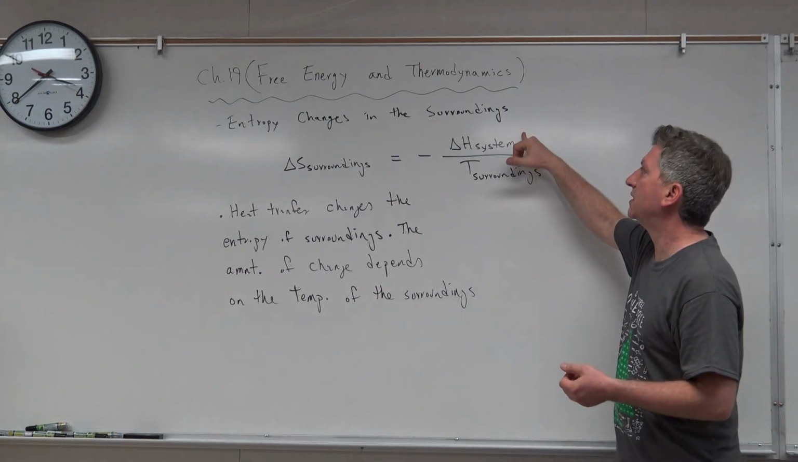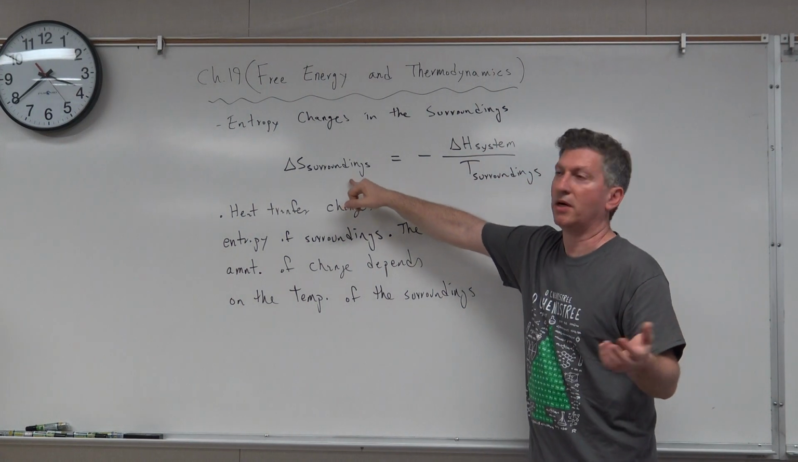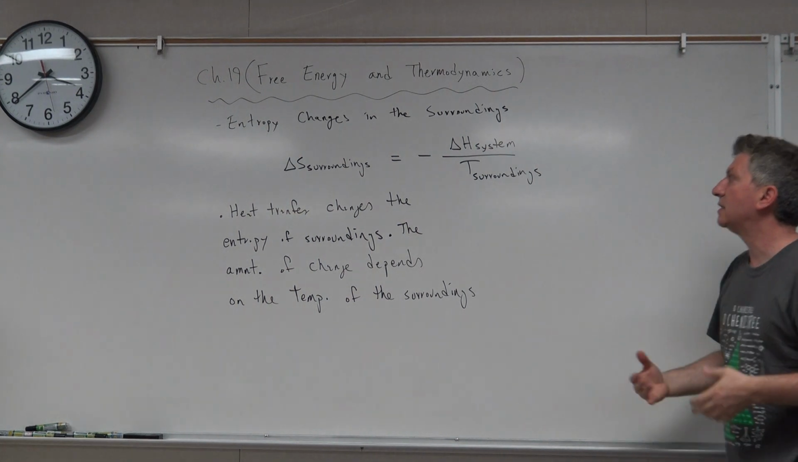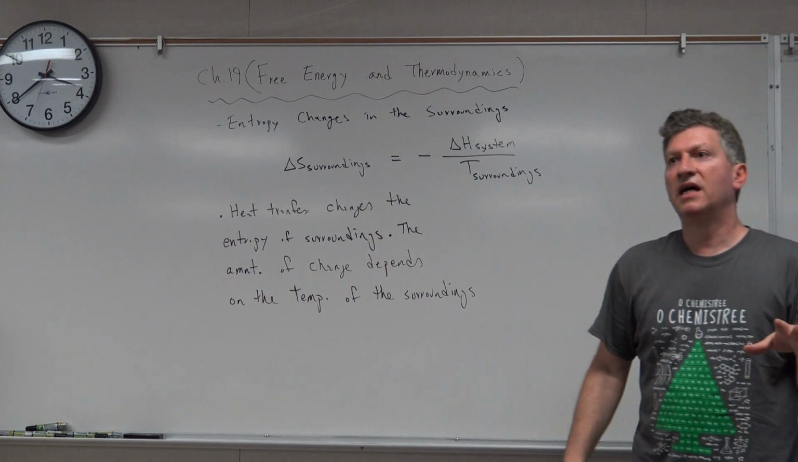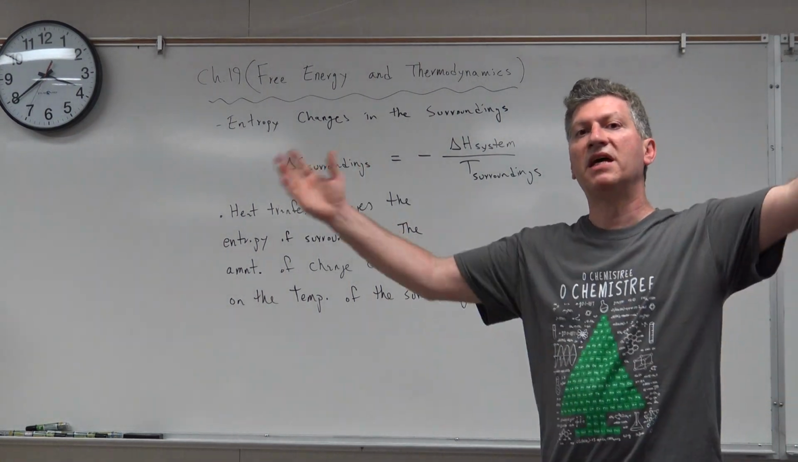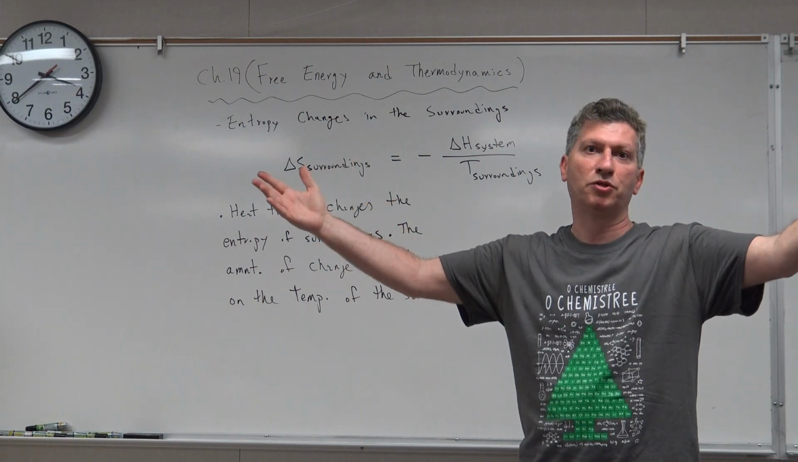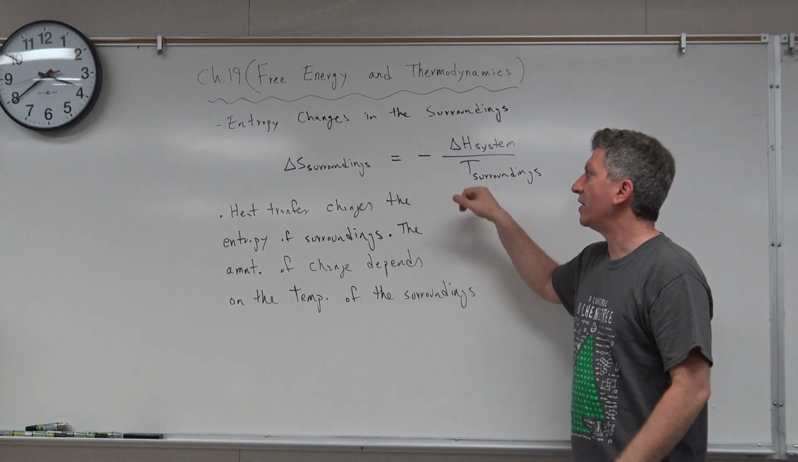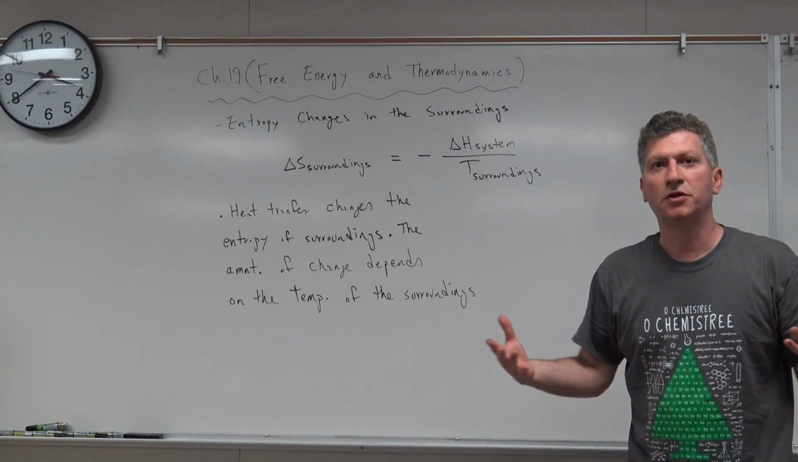So if delta H system is negative, you're transferring heat to the surroundings, so delta S surroundings comes out to be positive, because negative of negative will be positive. Now, why do we have to divide it by the temperature of the surroundings? Because if the surroundings are already very unorganized and we transfer heat into it, we are not going to make it that much more unorganized. So if the temperature of the surroundings is very high, then the heat that we transfer into it will not affect its entropy all that much.